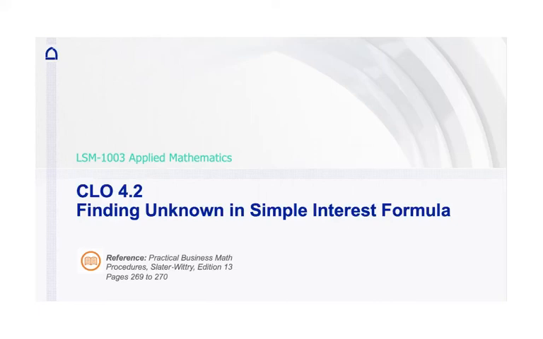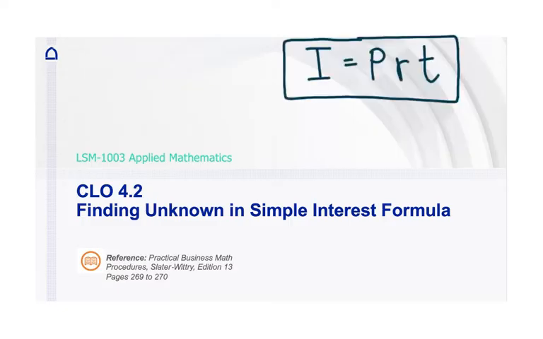CLO4.2, finding the unknown in the simple interest formula. Okay, if you watched my previous video, you will remember I gave you this formula for simple interest, I equals PRT. In this lesson, we are going to be looking at problems where you are given the interest that was earned, given I, and you'll know that in the word problems because it will say the word earned. And that tells you they're giving you the number for interest.